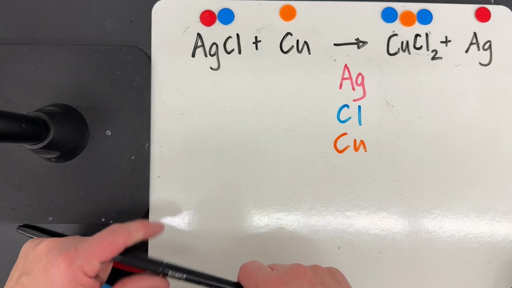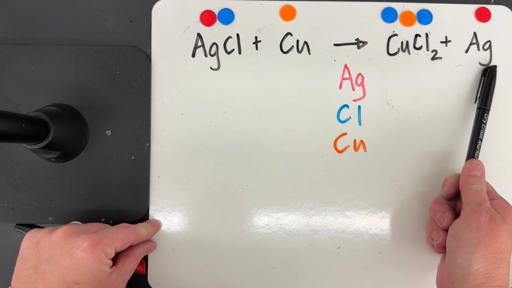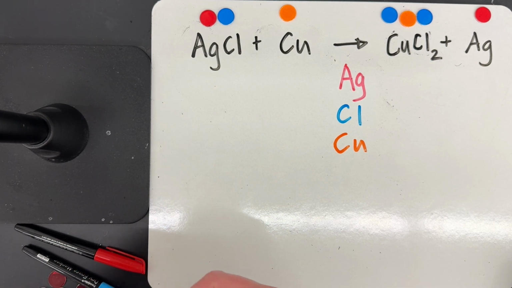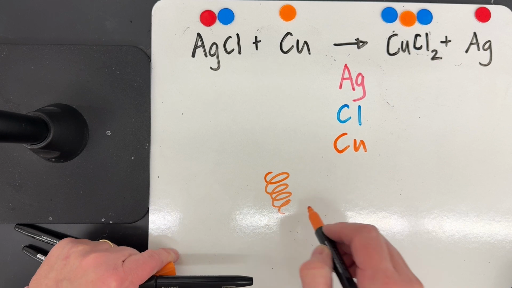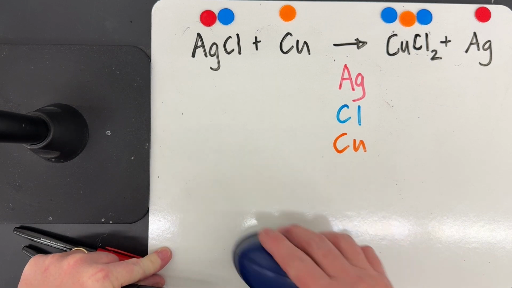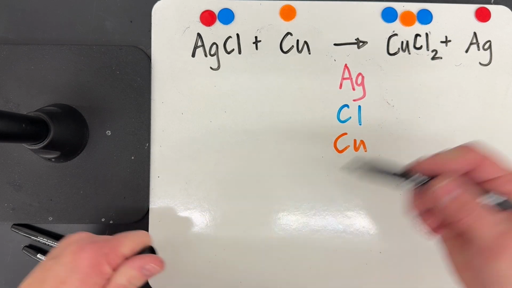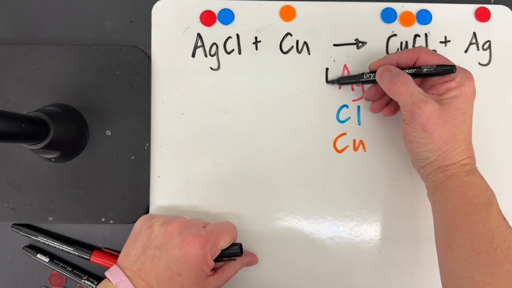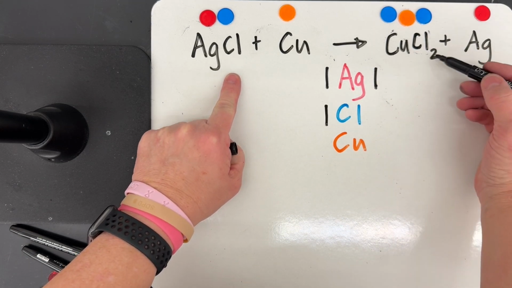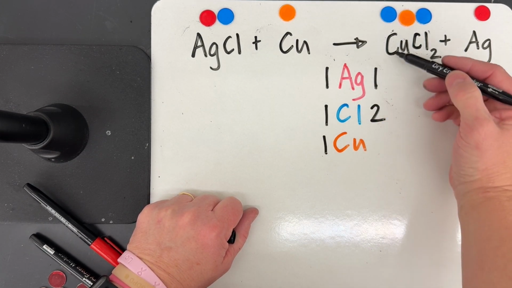Okay, here's another one. We've got silver chloride plus copper, giving us copper chloride and silver. And this is the one that you guys have done in the lab, where you had the little squiggle of copper coil, and then what you found later was it actually got kind of silver coated on it. So I've listed every element we have here. On this side, we have 1 silver, and this side we have 1 silver. On this side, we have a chlorine, and on this side, we have 2 chlorines. And here we have a copper, and here we have a copper.